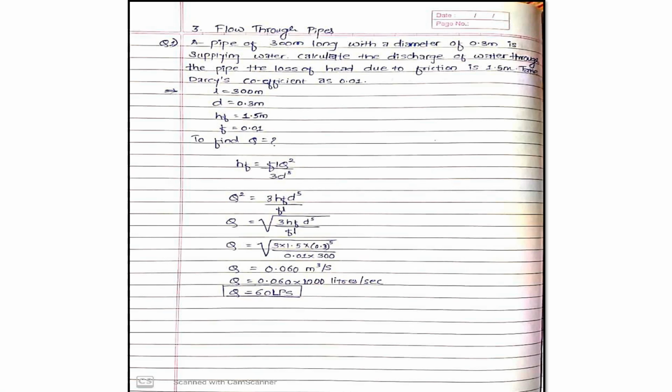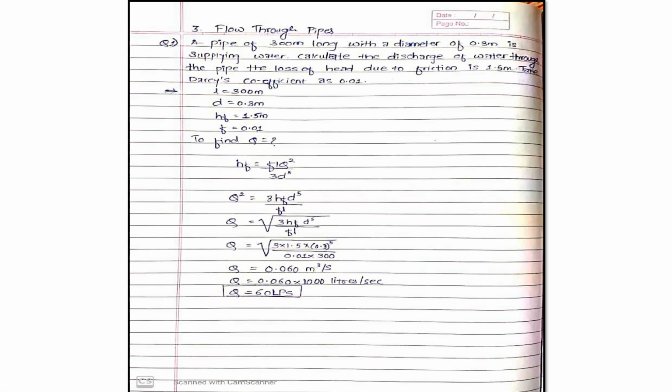In this problem, the given data is the length of the pipe L is equal to 300 meter, the diameter of the pipe D is equal to 0.3 meter, the loss of head due to friction, that is HF, is equal to 1.5 meter, and Darcy's coefficient F is equal to 0.01. We want to find the discharge.